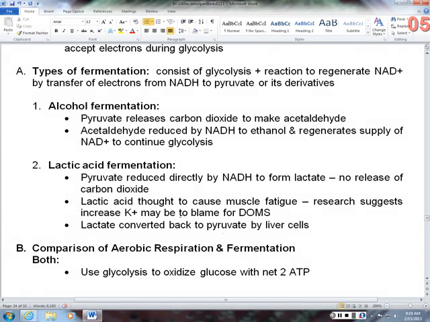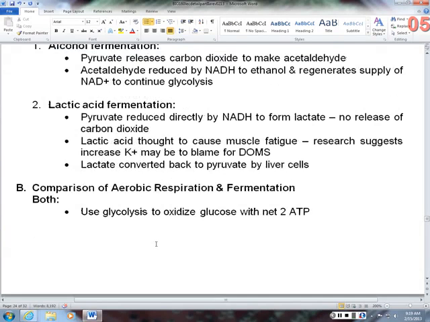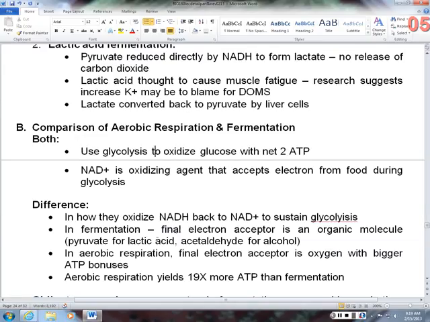So when we compare aerobic respiration and fermentation, both of them are going to use glycolysis to oxidize the glucose to get to ATP. So they're both going to start out with that beginning part. NAD+ is going to be the oxidizing agent that accepts electrons from the food during glycolysis. So both of them use that NAD+. How they're different is in how they oxidize NADH back to NAD+ to sustain glycolysis.